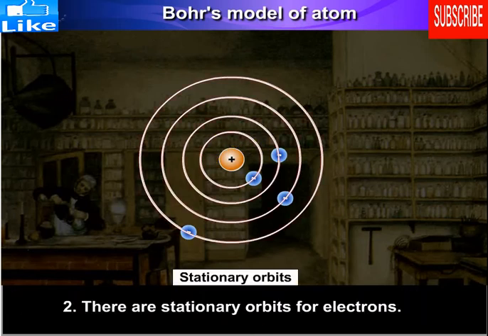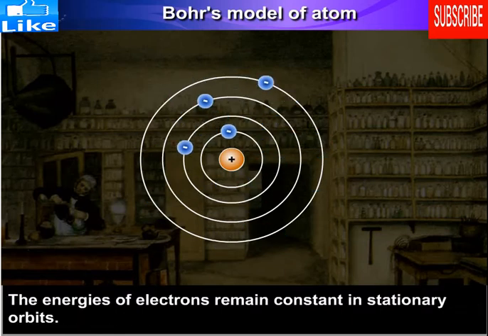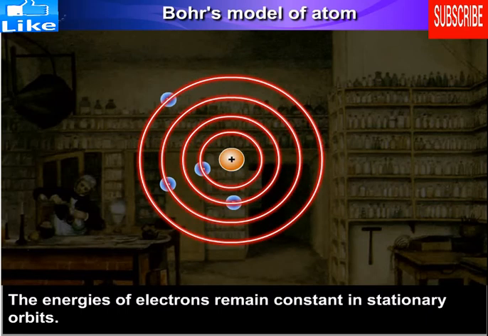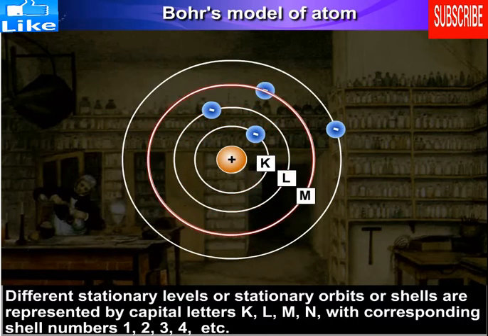2. There are stationary orbits for electrons. As long as electrons revolve in these stationary orbits, they do not radiate energy. The energies of electrons remain constant in stationary orbits. Different stationary levels, or stationary orbits, or shells are represented by capital letters K, L, M, N, with corresponding shell numbers 1, 2, 3, 4, 5, etc.